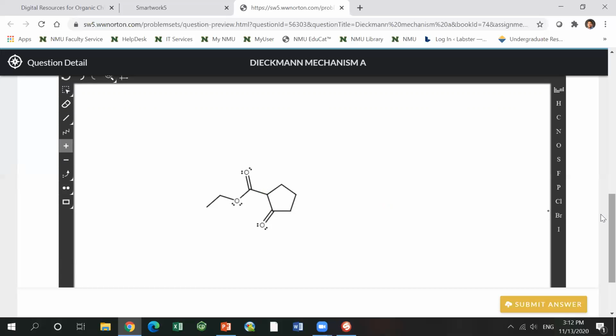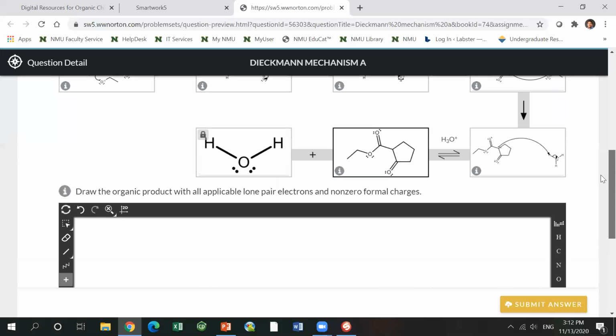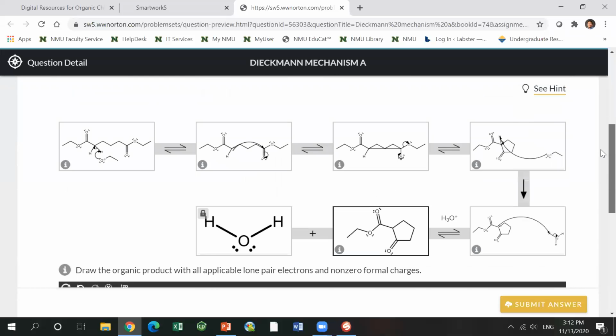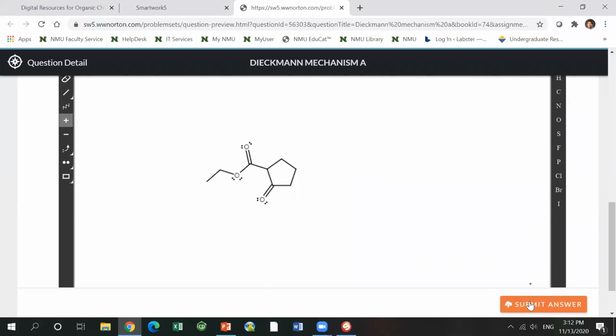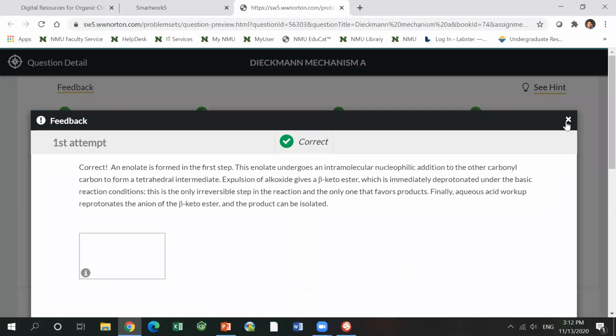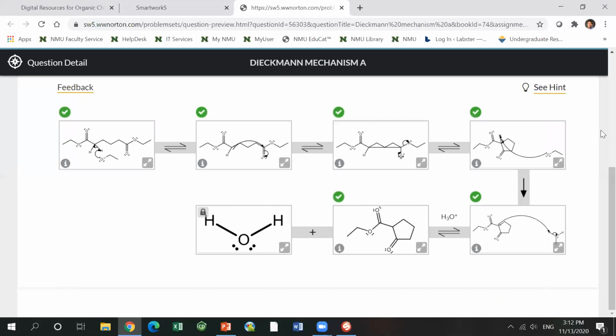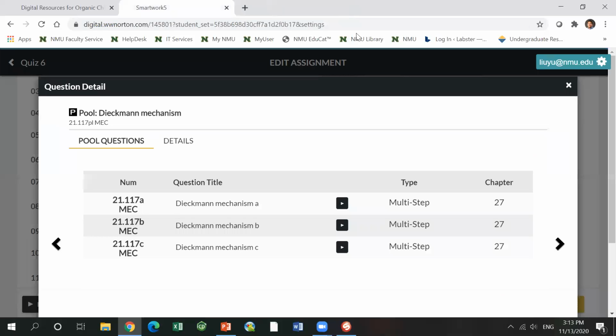Yeah, that's the final product. Let's see, looks like everything's fine. So that's here. How do you draw the Dieckmann condensation? Make sure you know how to do it, because probably in the quiz and exam 3 you'll have similar questions.